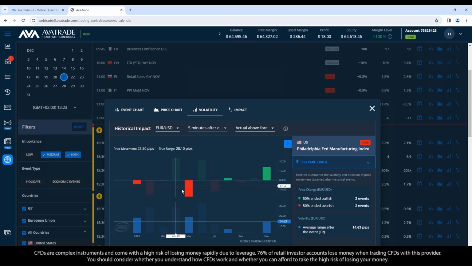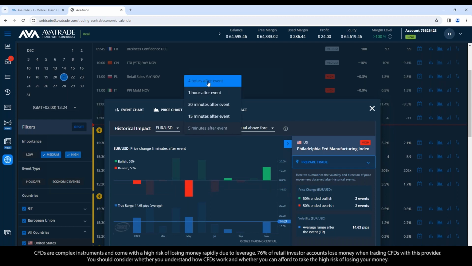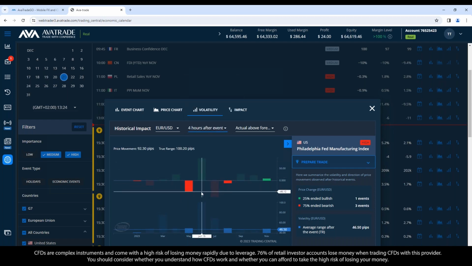Those that went down 16 pips or 2 pips, right? And after 4 hours, maybe we're down 45 pips. This one was down 16 pips in the first 5 minutes, ended up down 45 pips. This one was up in the first 5 minutes and ended up down a few pips, 14 pips after 4 hours.